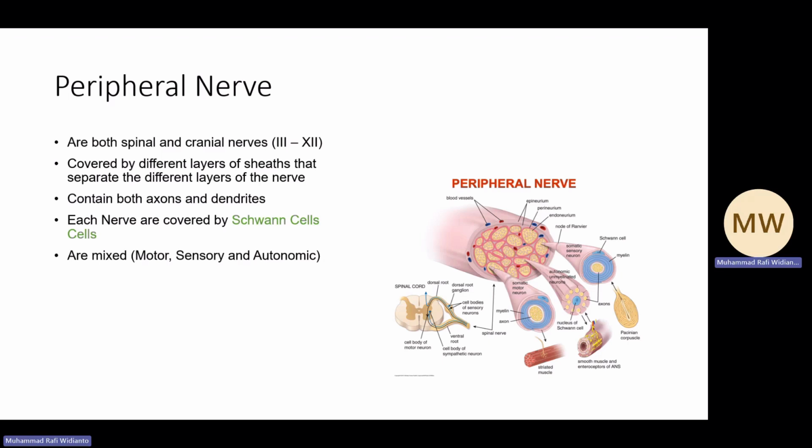Motor meaning that they go from the CNS towards our muscles, so we can voluntarily move. Sensory from our body towards our CNS, and autonomic, like having both parasympathetic and sympathetic functions. So our body's response towards stress or rest situations.